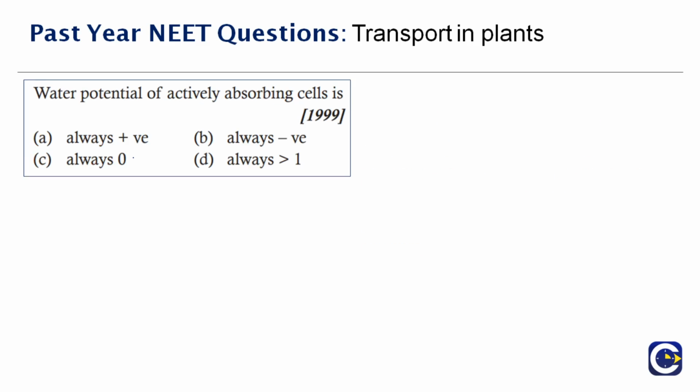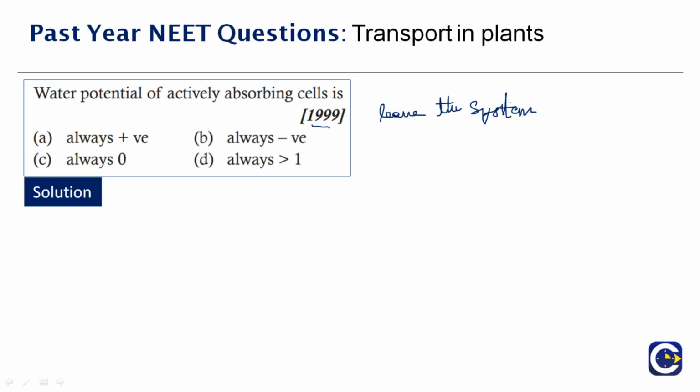Now let's move to the next question here. This question was asked in the year 1999. Water potential of actively absorbing cells is dash. Now, what is water potential? It is regarded as the tendency of the water to leave the system. It will leave the system. Remember this, okay? Leave the system.